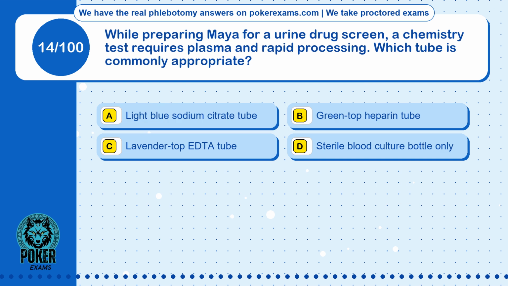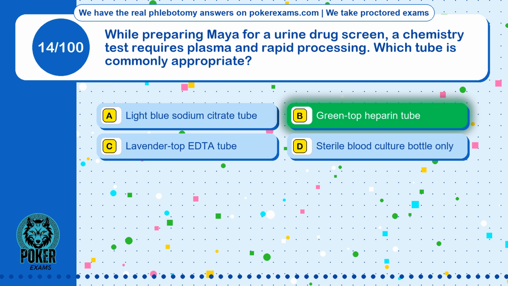Question 14. While preparing MIA for a urine drug screen, a chemistry test requires plasma and rapid processing. Which tube is commonly appropriate? Option A, light blue sodium citrate tube. Option B, green top heparin tube. Option C, lavender top EDTA tube. Option D, sterile blood culture bottle only. The correct answer is option B.